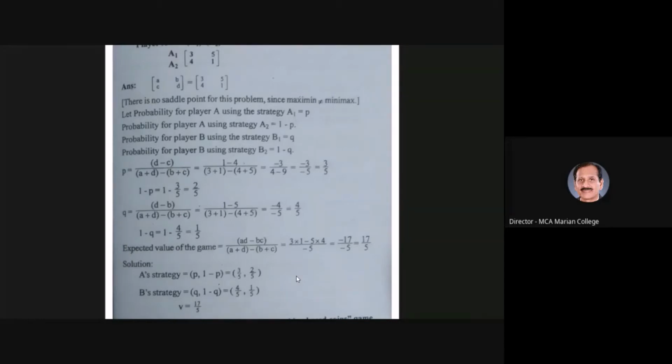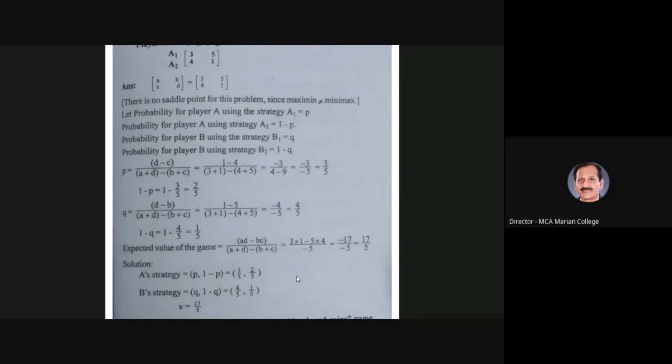That means the first method is for pure strategy. That means it is a deterministic case where you will get the saddle point by the maximin-minimax principle. You have to find the maximin first, then the minimax. If maximin equals minimax, we can assume that there is a saddle point and you will get the value of the game, and the strategies coinciding with that value of the game. Those are the strategies of both the players A and B.